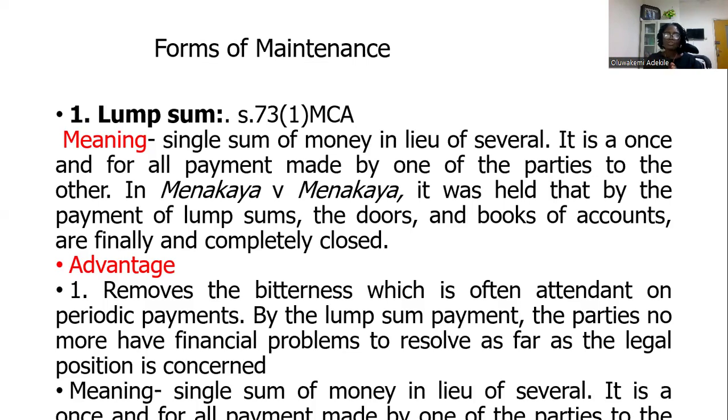And there's no other obligation to pay any other money to the spouse after that. So a lump sum is a single sum of money in lieu of several. And it is made in lieu of all payments that is needed to be made between the parties in a marriage. After that is paid, there's no other financial engagement between the divorcing spouses. Each party can go away forever, as far as that is concerned.